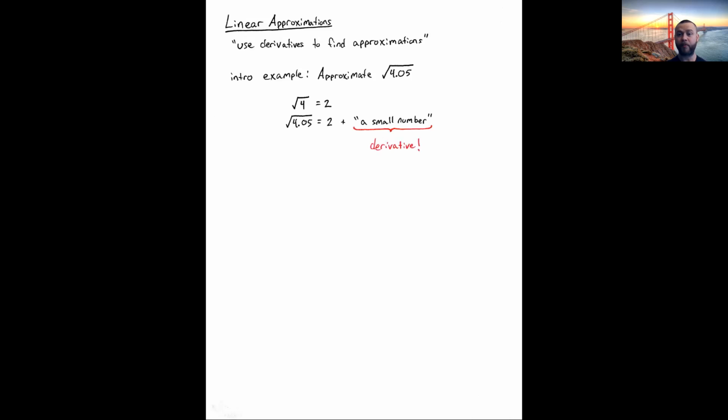If we make that a little bit more precise, we can say the square root of 4.05 should equal 2 plus a small number, some decimal part. And what we're going to learn and see in a little bit is that small number comes from a derivative.